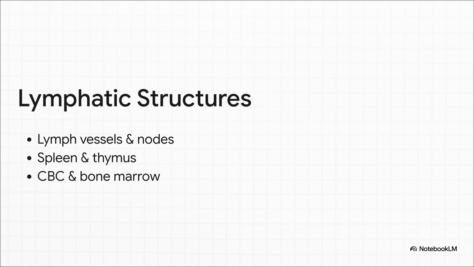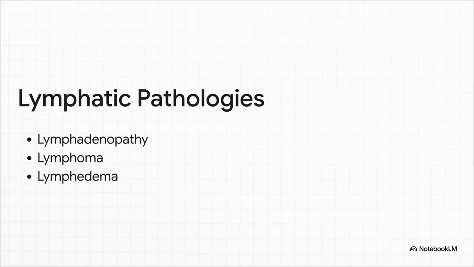And right alongside them, you're going to frequently code diagnostic and procedural terms like a CBC, bone marrow biopsies, and splenectomies. Now, when things go wrong in that terrain, we see some very specific common lymphatic pathologies, like lymphadenopathy, lymphoma, and lymphedema. Remember, as a coder, lymphatic anatomy is frequently localized by very specific node regions and organ involvement, so you always want to look for that location specificity in the patient's chart.